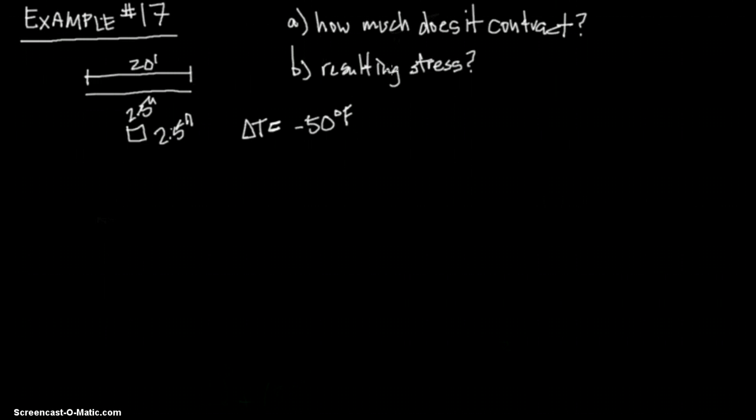And then B, the resulting stress: if you end up restraining these, the bar is going to want to pull in, so you will get a load on this beam or bar. So we're going to go ahead and start. This 2-inch by 2-inch bar is sitting there on the side of the road, 20 foot long. All of a sudden you get a cold spell, and it drops negative 50 degrees. How much does it contract?